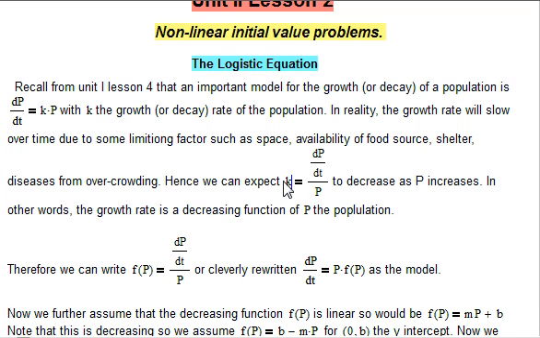So this is some decreasing function of P. Here it is. That is the decreasing function of P. And so we'll write that f(P) equals (dP/dt)/P. Or maybe write it another way, dP/dt equals P times some decreasing function of the population.